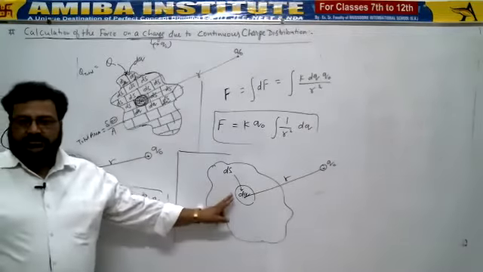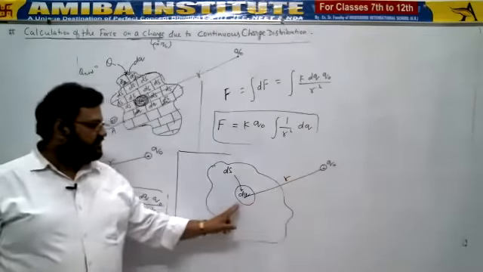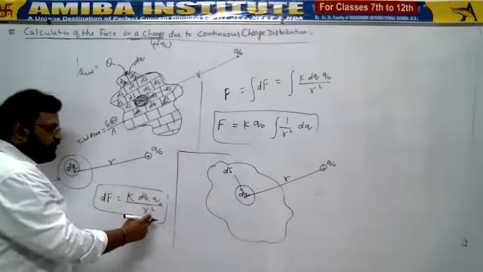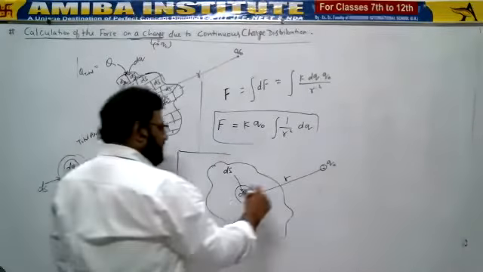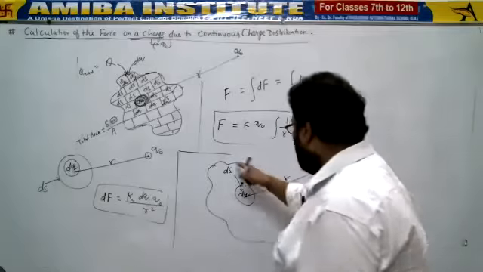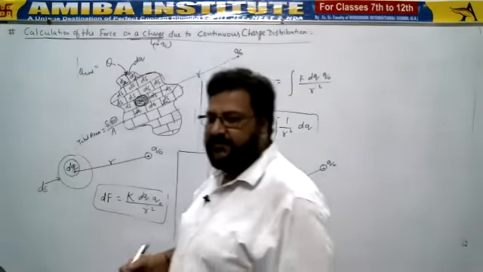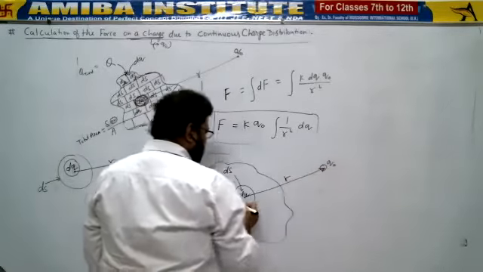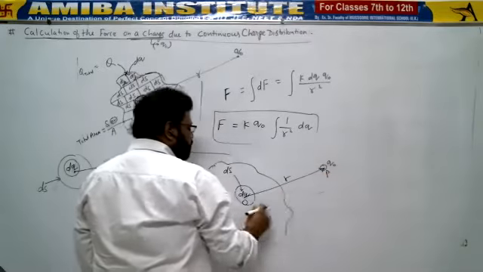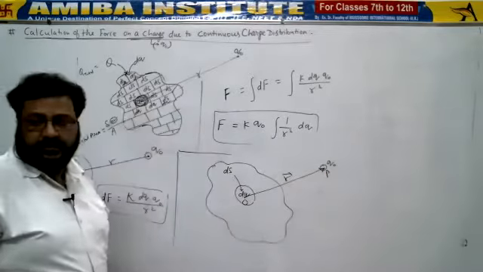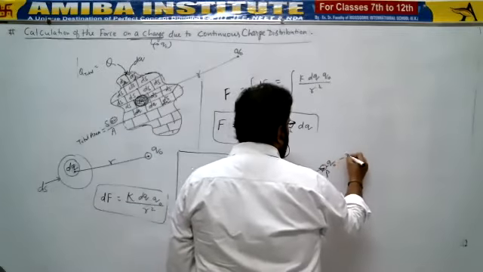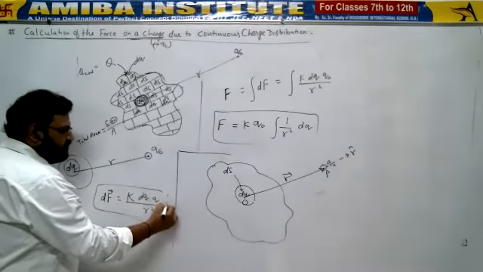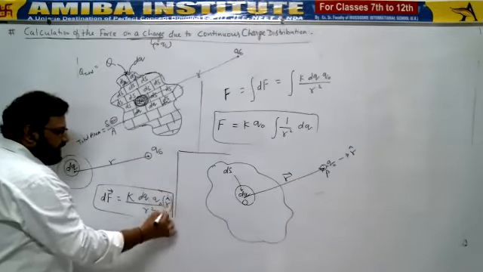Then the force experienced by q naught because of a small elemental charge dq should be dF equals k dq q naught upon r square in scalar form. And if we want it in vector form, because all the elemental charges will have different distances, the direction will be different. So if this is O and this is P, then the OP vector is, let's suppose, the r vector, and this direction will be r cap along OP.